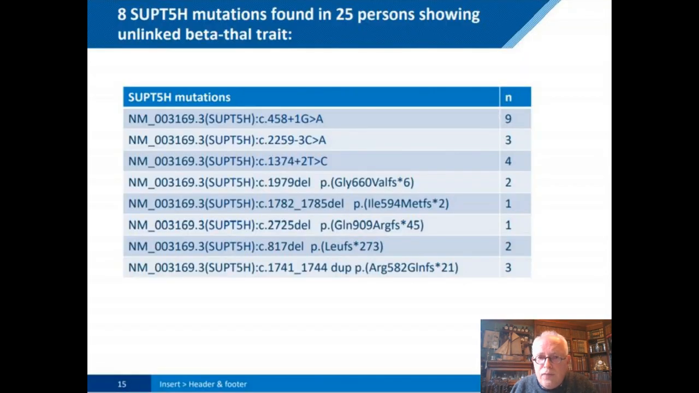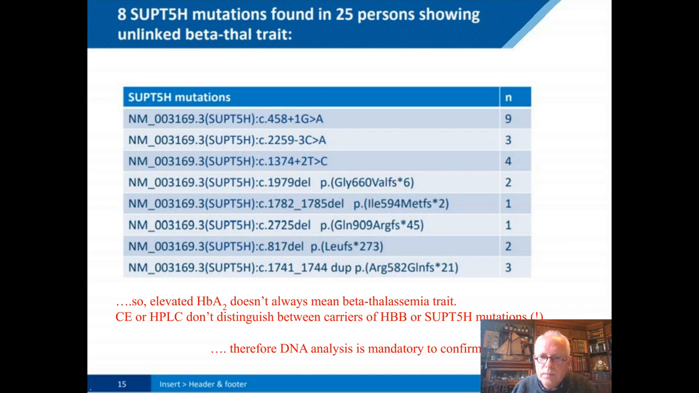In the meantime, we have found 8 different SUBT5H mutations in 25 persons, all showing this unlinked beta thalassemia trait phenotype. And all of these 8 mutations are null alleles, so they just do not allow the expression because of frame shift mutations or stop mutations.